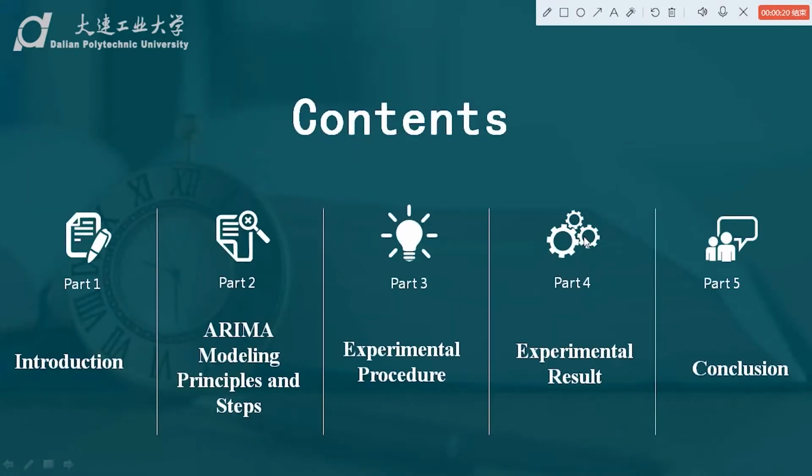This is my contents. First, I will talk about the introduction of the article, then the modeling steps of the ARIMA model, then the experimental process and the experimental results, and finally, the conclusion.